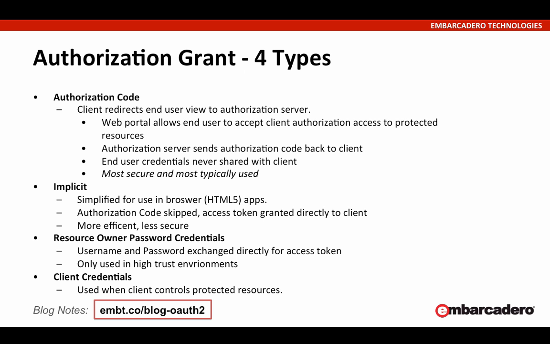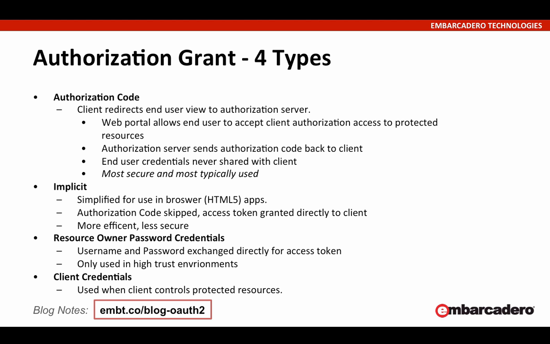Before I get into the demo, I want to quickly recap what the 4 authorization grant types are. Again, an authorization code is what you will typically find, as it is the most secure and most widely adopted. Implicit authorization grants are used within the context of a browser HTML5 web application. In that case, the authorization code process is skipped and access tokens are granted directly to the client. It's more efficient but less secure.